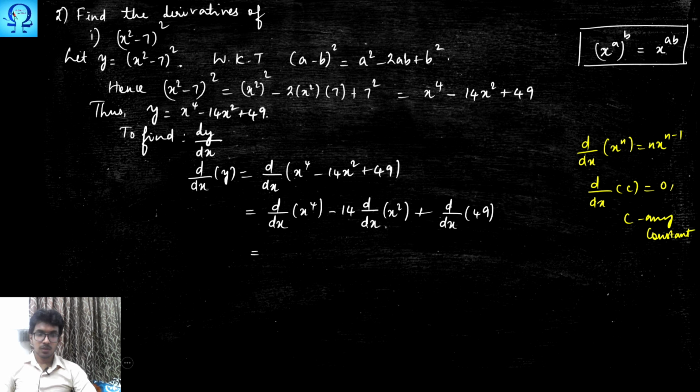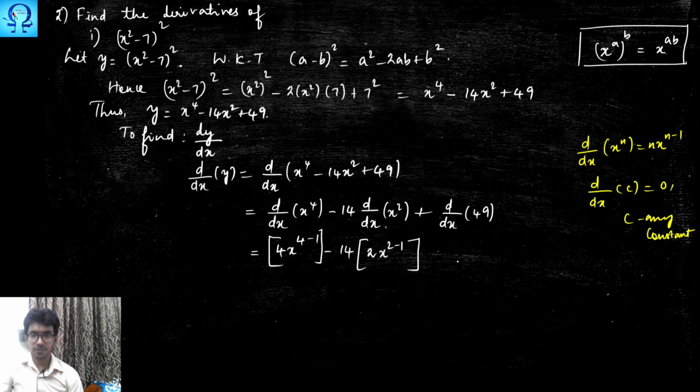When we make use of these formulas, we are going to get 4 times x^(4-1). Okay, I think this is not very clear. So this is 4 minus 1, then minus 14 times, okay, this 14 is a constant, that is why we kept it outside, and when you differentiate this x squared, you are going to get 2 times x^(2-1). You can compare with the formula, and this is going to be 0.